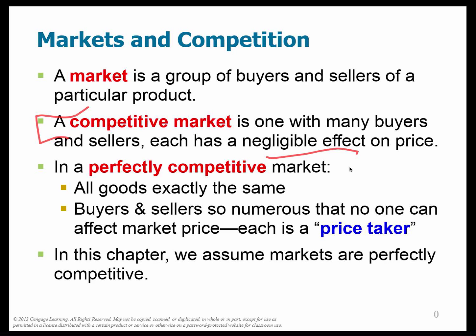Okay, in a perfectly competitive market, this is a special type of market. Please memorize both of these. All goods are exactly the same, and buyers and sellers are so numerous, we can even think that there's an infinite number of buyers and sellers. So we're going to use those definitions for the rest of this chapter.